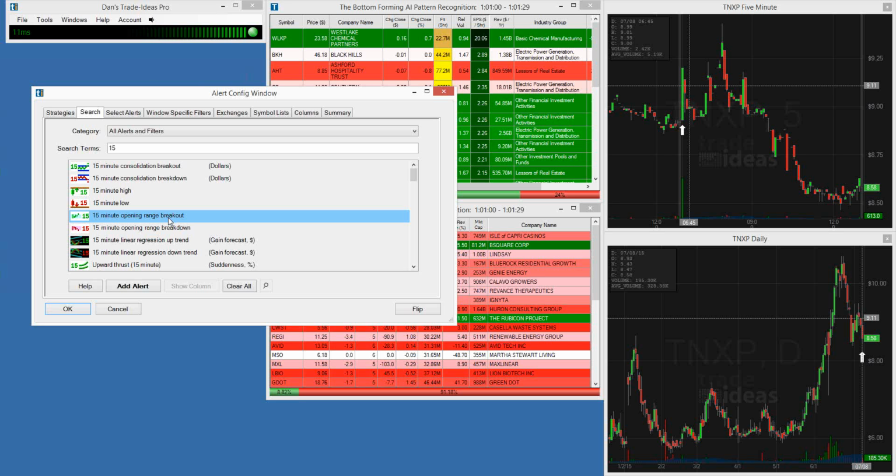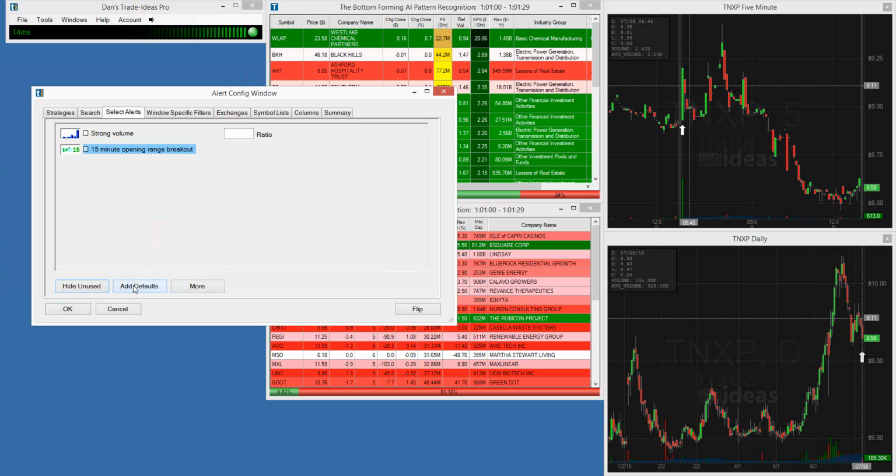Since Barry did it, this is the one that we're doing. Rudy, this should cover all the same concepts. And again, remember, this is a demonstration of the AI, so you guys should like it. So, 15-minute opening range breakout.